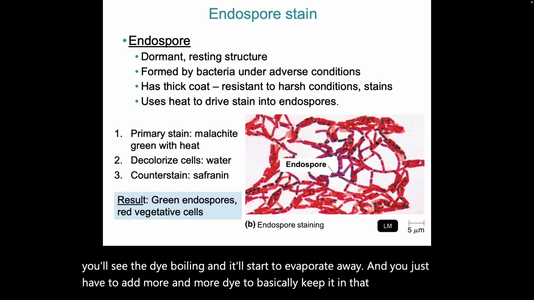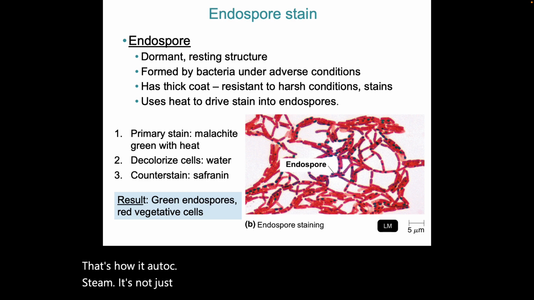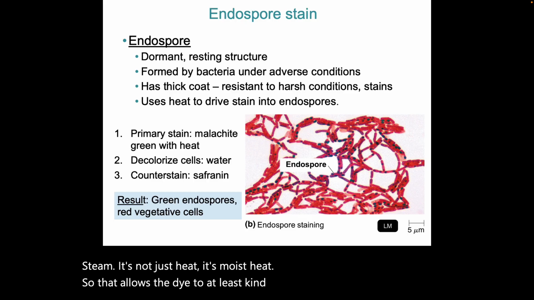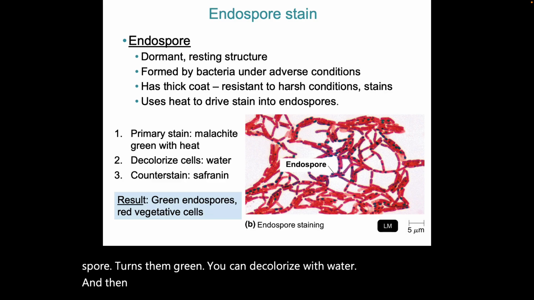Right? That's how an autoclave works. Steam. It's not just heat, it's moist heat. So that allows the dye to at least kind of penetrate the outer surface of the spore, turns them green. You can decolorize with water, and then you counterstain with safranin. So in theory, you would see red vegetative cells and green endospores.